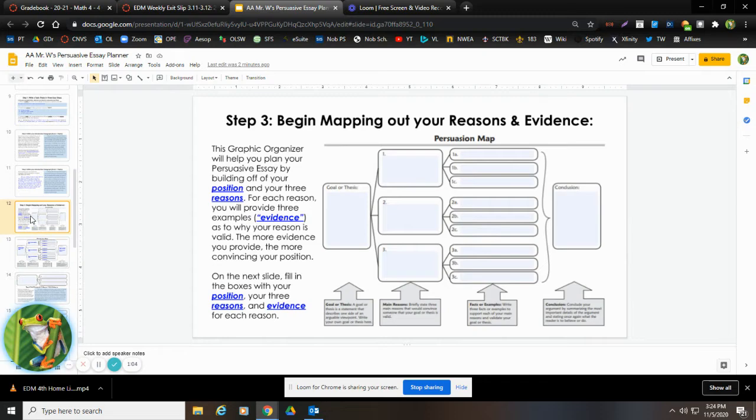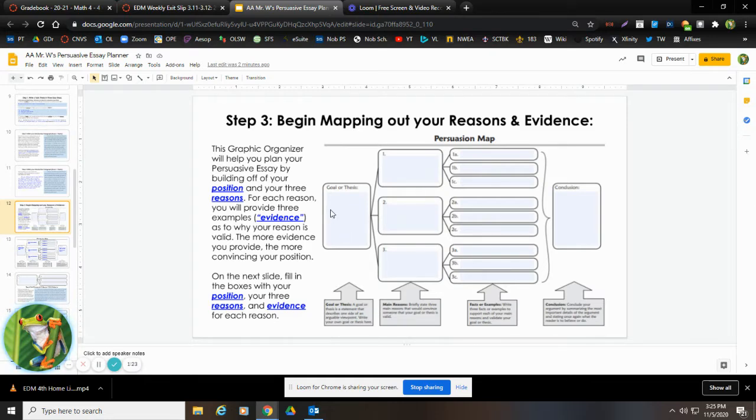On slide 12, I explained to you that this graphic organizer will help you plan your persuasive essay by building off of your position and your 3 reasons. For each reason, you will provide 3 examples or evidence as to why your reason is valid. The more evidence you provide, the more convincing your position.